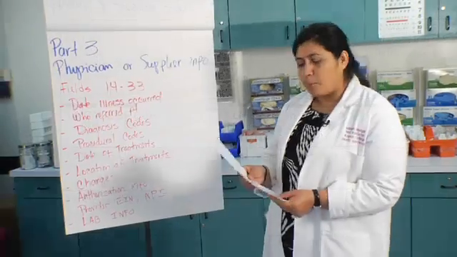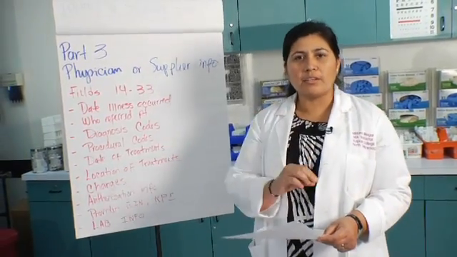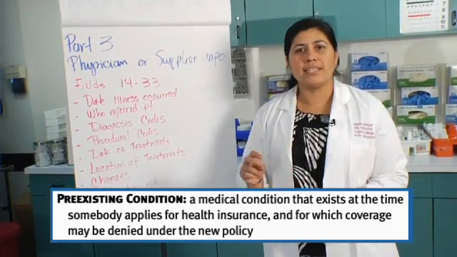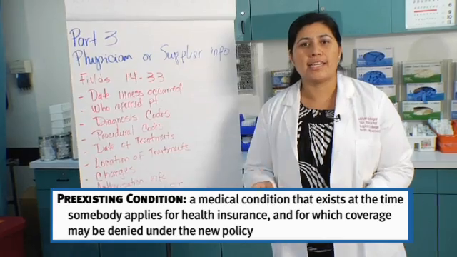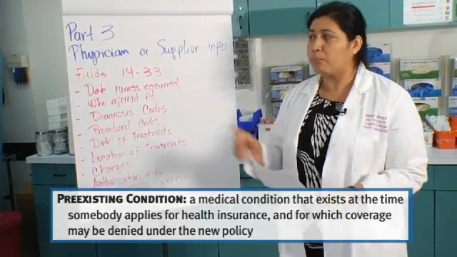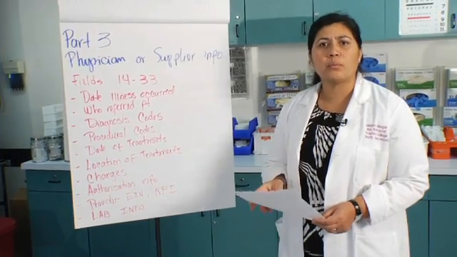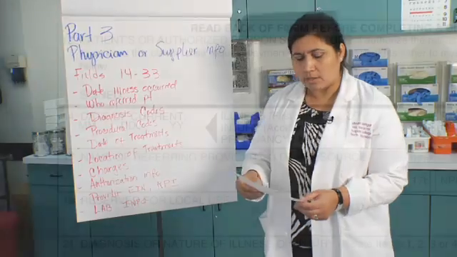Why is this date important? This date is important to the insurance because they look at pre-existing condition. That is a clause in the insurance contract between the patient and the insurance. But for the purpose of completing the claim, we just need to be sure that we put the appropriate date as given to us by the patient.